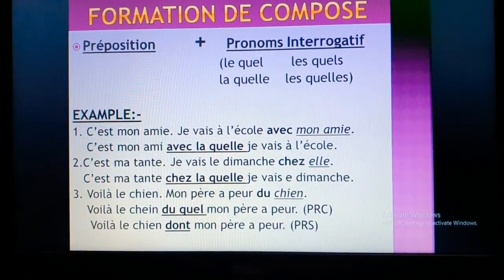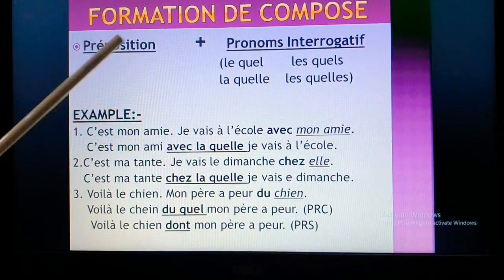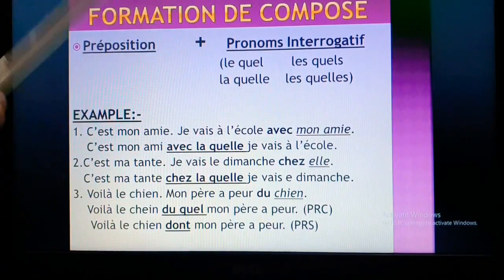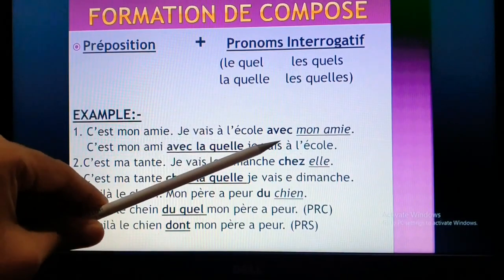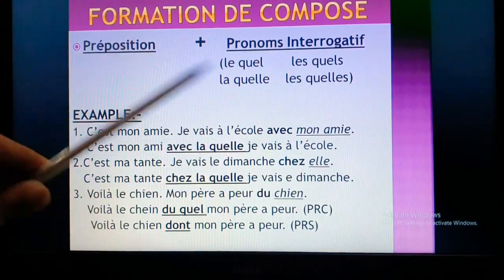What are prepositions in interrogative? Preposition, you have the set from class 9, you have the list of prepositions I've given to you, plus the pronoun relative. Last year's topic was lequel, lesquels, laquelle, and lesquelles. So combining these two will make it pronoun relative composé. For example, c'est mon ami, je vais à l'école avec mon ami. So avec is the preposition.